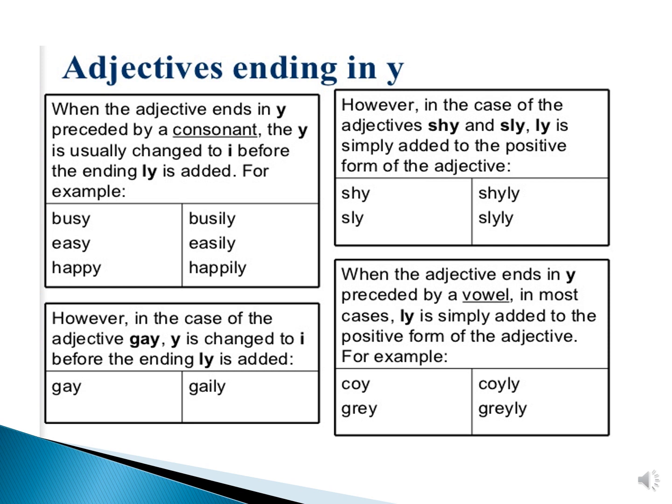When the adjective ends in y, preceded by a vowel, in most cases, -ly is simply added to the positive form of the adjective. For example, coy, coyly, gray, grayly.